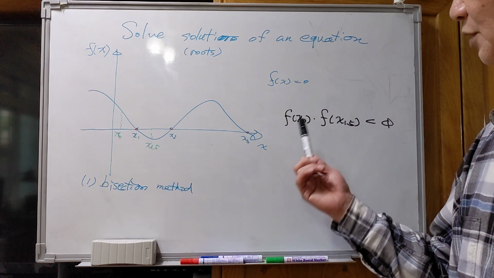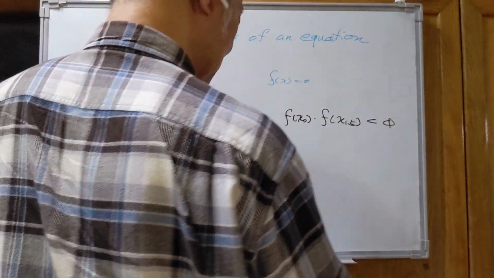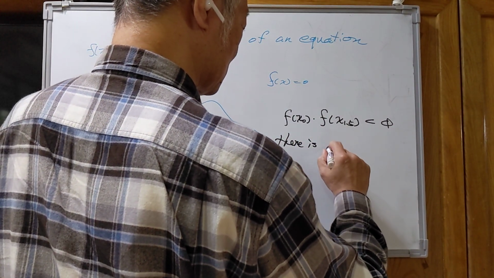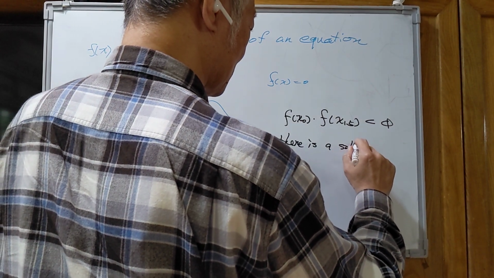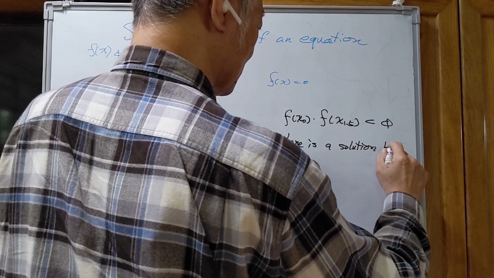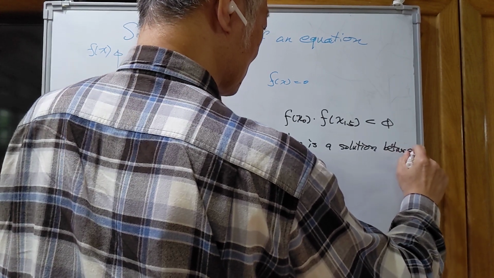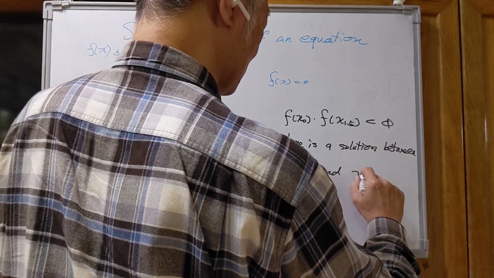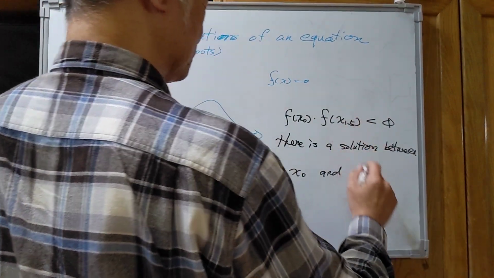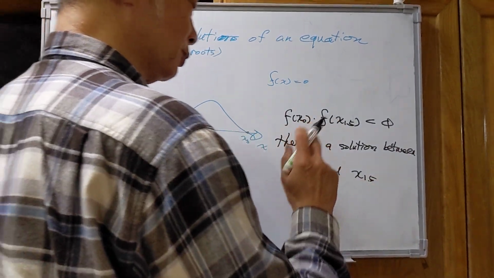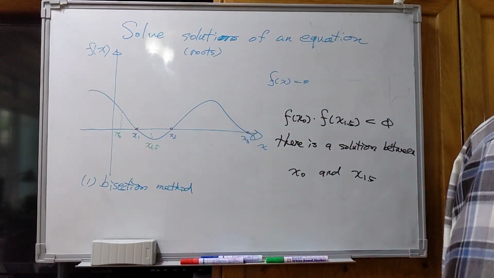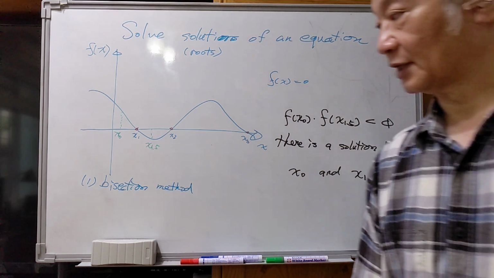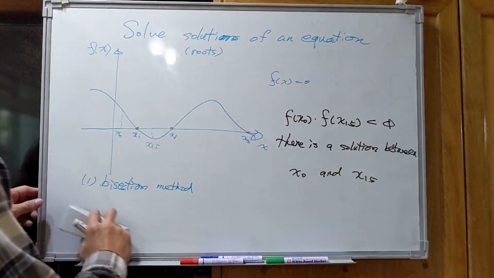Okay, so we know between these 2 points, we have one solution. Between these 2 points, we must have one solution. Okay, then what do we need to do for the bisection method?